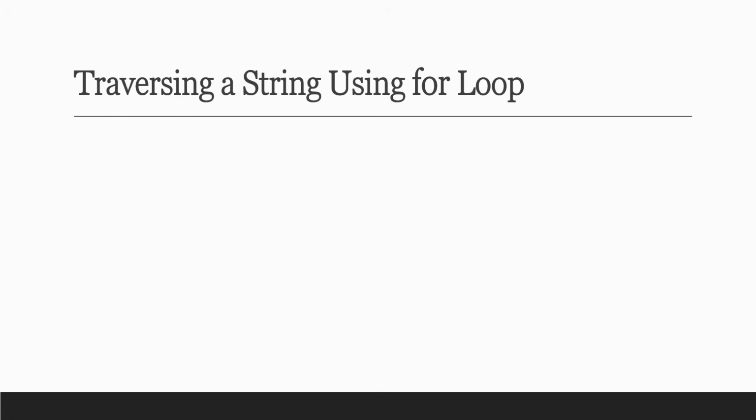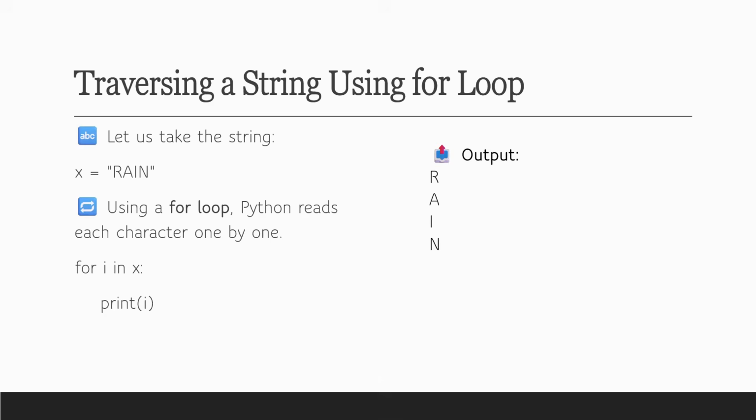Traversing a string using for loop. Let us take the string rain and store it in the variable x. When we use a for loop with a string, Python automatically takes one character at a time. In each iteration of the loop, one character from the string is printed. So the output we get is R, then A, then I, and finally N.